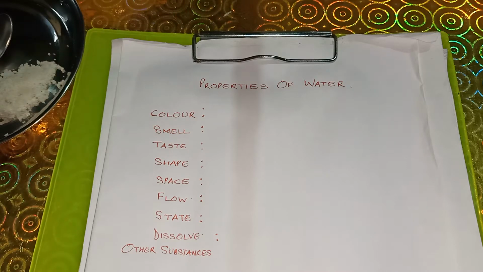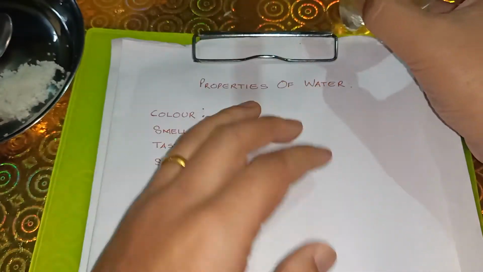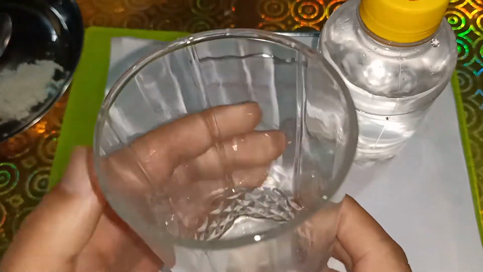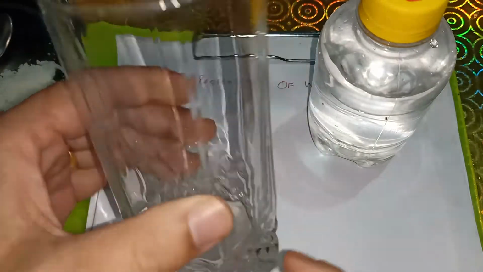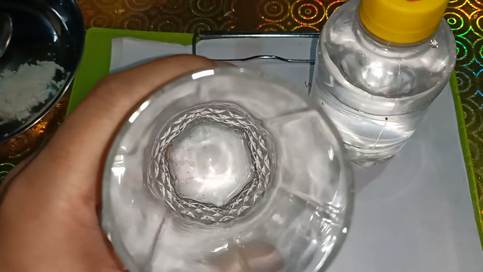To start our demonstration, we need certain things. Since we are doing an experiment based on water, the first thing which we need is drinking water, pure drinking water. Then we need to take one glass tumbler, okay, and please try to see its shape. It has its own shape, and this is the space inside the glass. So this is the empty space inside the glass.